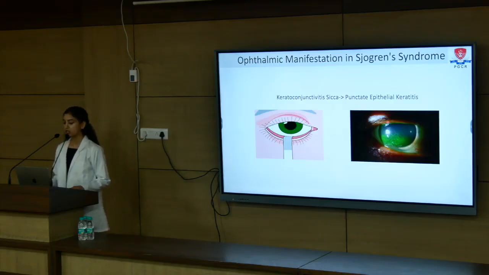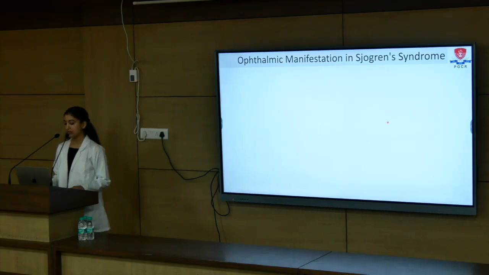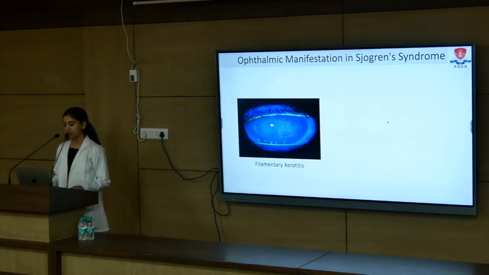As we can see here, the small scattered spots of epithelial damage due to corneal epithelium inflammation secondary to dryness is known as superficial punctate keratitis, consistent with keratoconjunctivitis sicca. Filamentary keratitis is another ophthalmic manifestation in which strands of degenerated epithelium and mucus are adherent to the corneal epithelium and can be seen in severe dry eye disease.